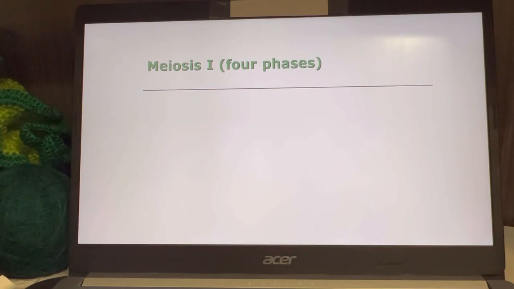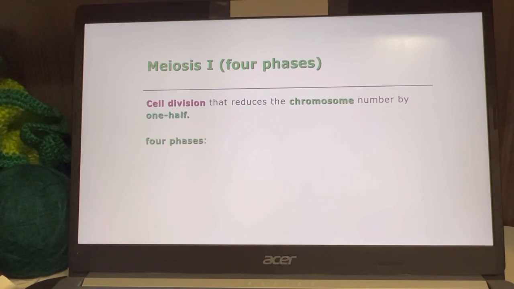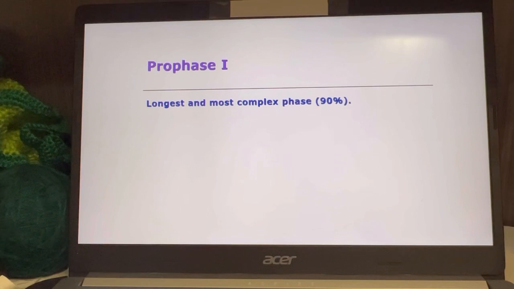Alright, so meiosis 1. There are 4 phases for it. Step 1, cell division that reduces the chromosome number by 1/2. 4 phases: prophase 1, metaphase 1, anaphase 1, and telophase 1. Alright, prophase 1. This is the longest and most complex phase. It takes up 90% of the time.